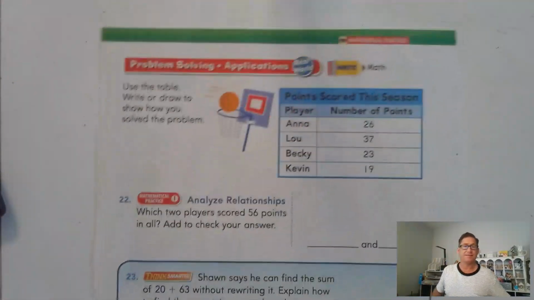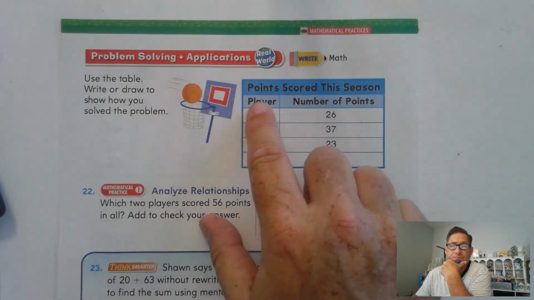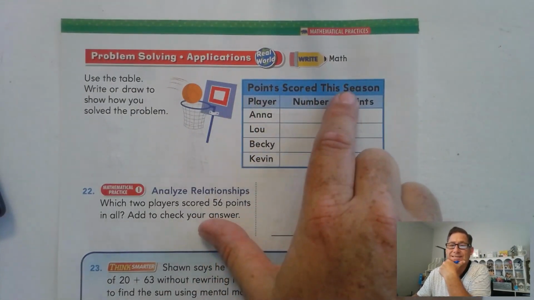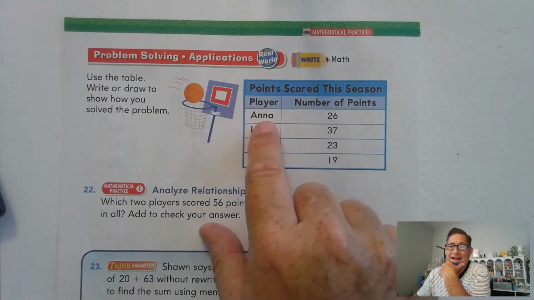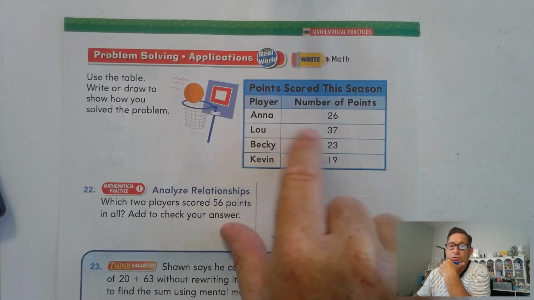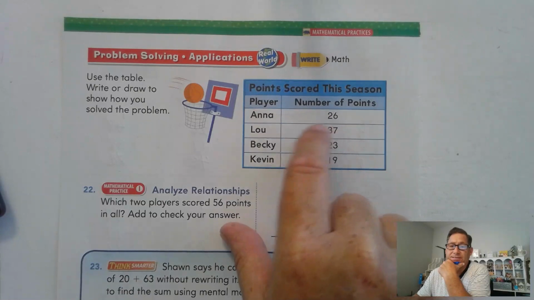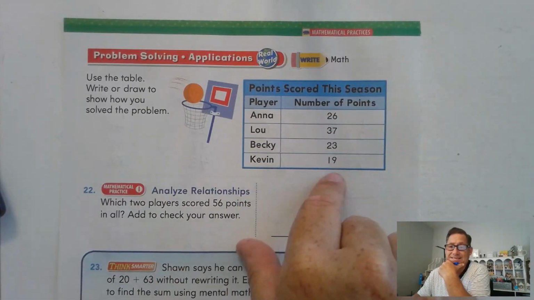Okay, let's go to the last page of this lesson, 204. Problem solving applications. And this is kind of a real world situation. So use the table and write or draw to show how you solve the problem. So let's make sure we understand the table. This says points scored this season. And we have number of points and we have the player. So it looks like Anna scored 26 points during the season. Lou scored 37 points during the season. Becky scored 23 points and Kevin scored 19.